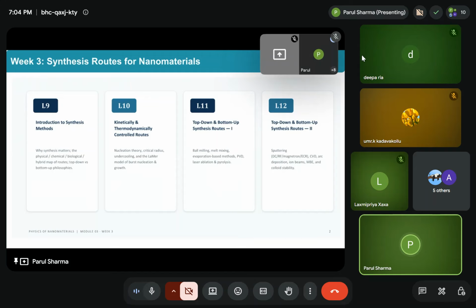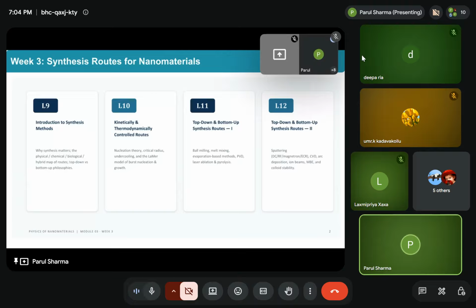And then the most important part of today's lecture is the explanation of the different techniques. There are two techniques. One is top down, and the other one is bottom up. These two are important techniques, and they have various parts which we use for the fabrication of nanostructures. Based upon the feature size, we decide the technique. Based upon the utility of the nanomaterials and the application, we choose a specific technique which is used for the synthesis of the nanomaterials.